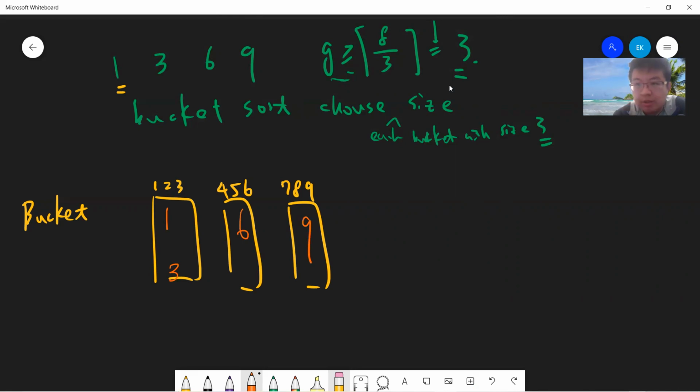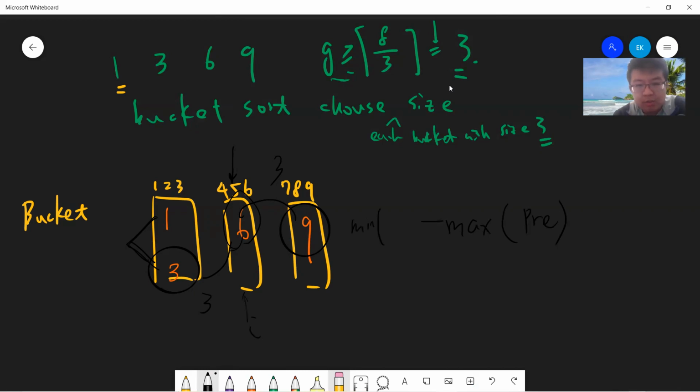Okay, but what is the answer? The answer must be the minimum of this bucket minus the maximum of the previous bucket. So the answer can be 3, and it must be this. Why is this the answer? Because I already proved that g is greater or equal to 3. So each 2 elements in the bucket cannot give you the answer, because I already proved that g must be greater or equal to the lower bound.